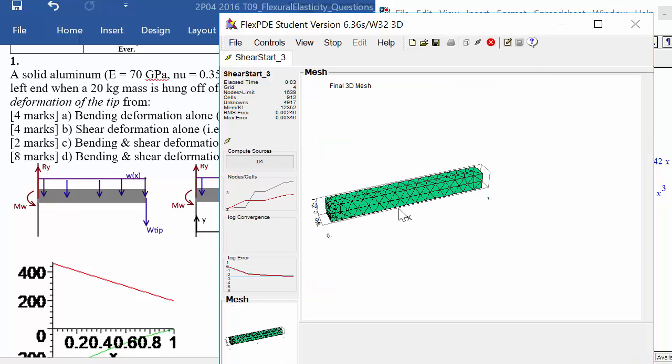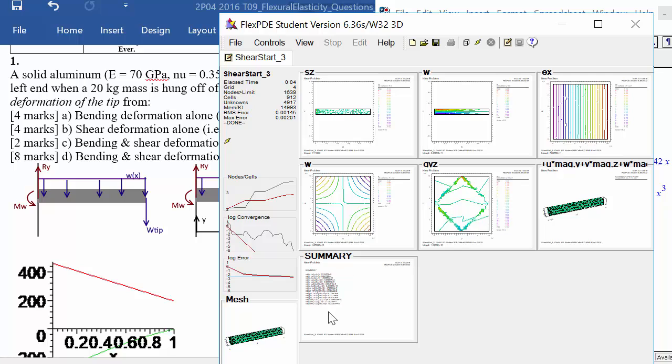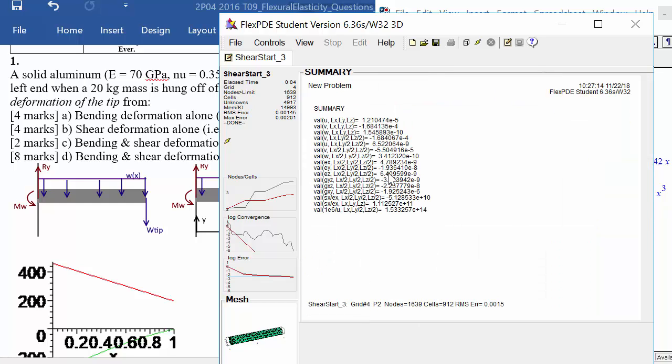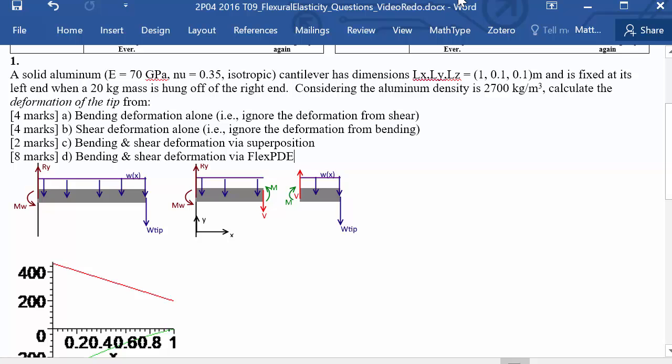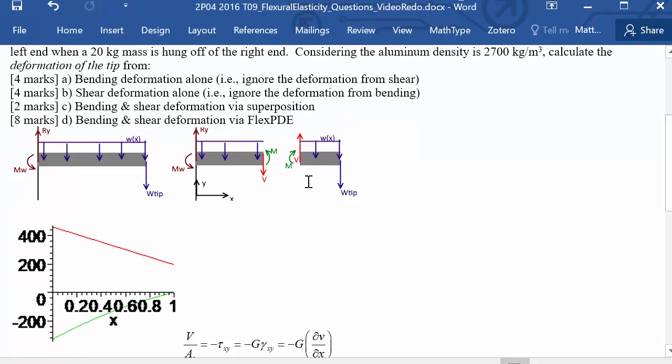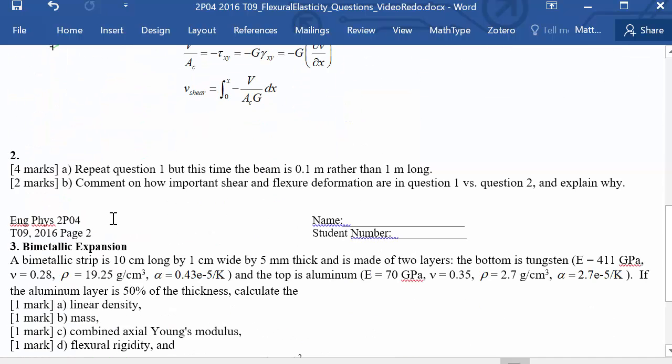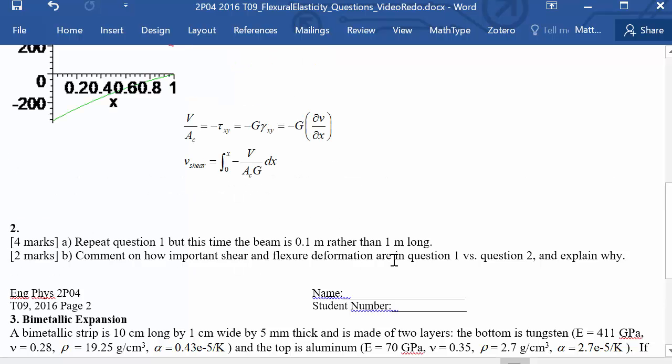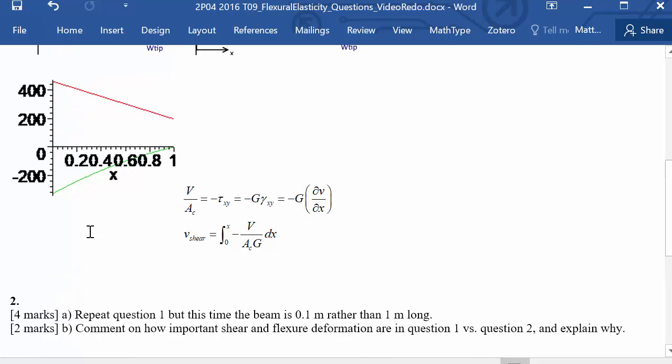Let's see. Yeah, it looks like the student version makes it. Okay, so we've got negative 1.68 E minus 4, or 168 microns. Cool. Okay, so the last thing that this one asks us about is to repeat that question, but assume that the beam is 0.1 meters rather than 1 meter long, and then comment on how important shear and flexure deformation are in question 1 versus this question 2, and explain why.